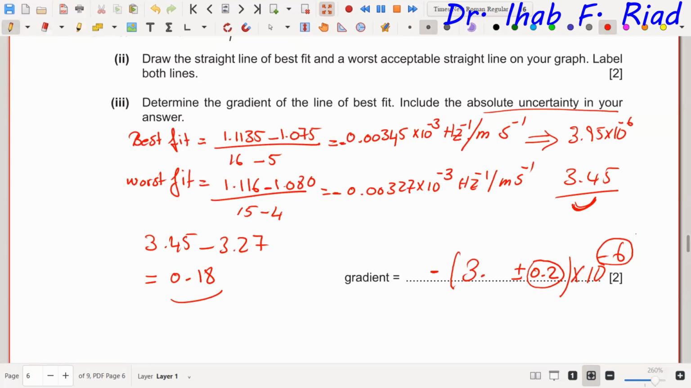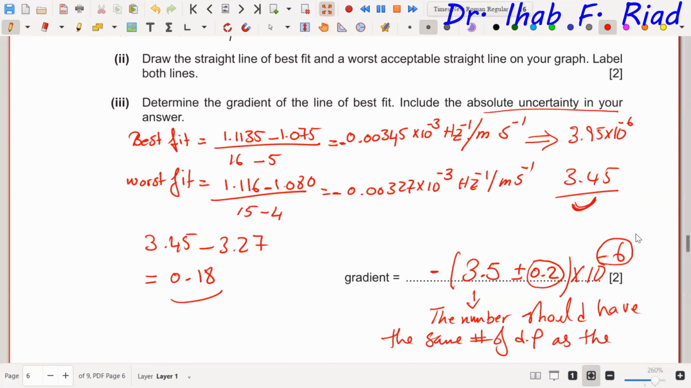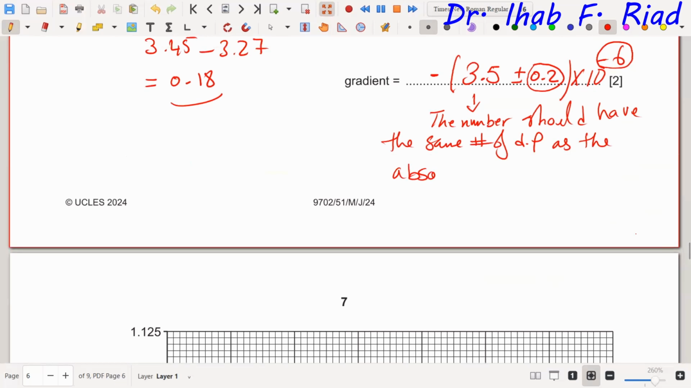So always the number should have the same number of decimal places as the absolute uncertainty. Okay? Are we good? Yes. Okay, good. Now we go and proceed.